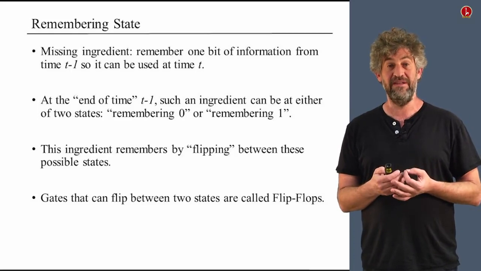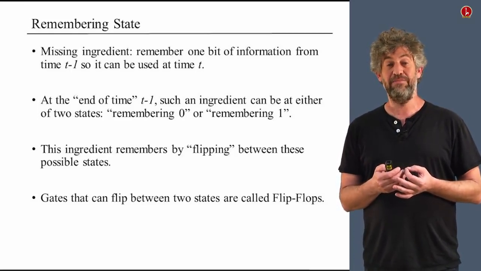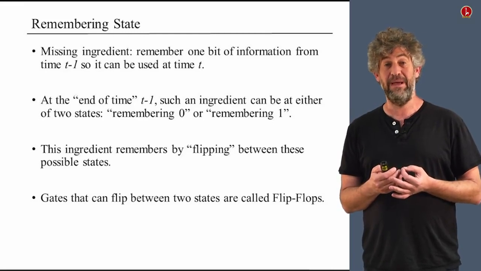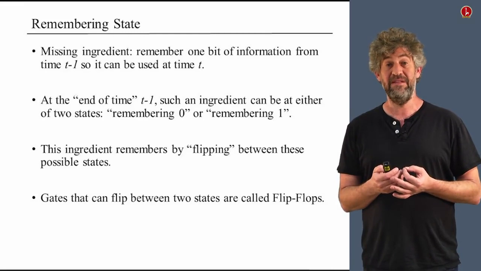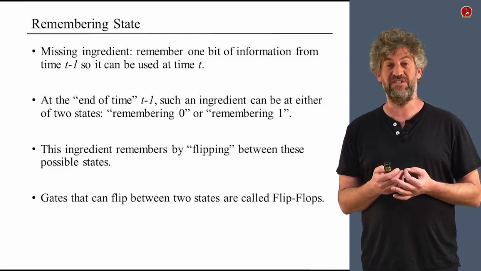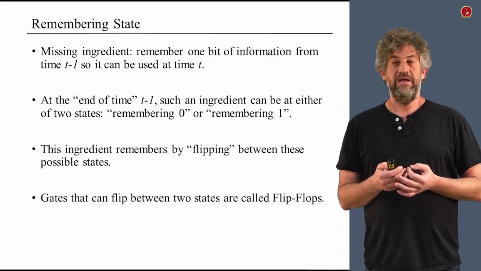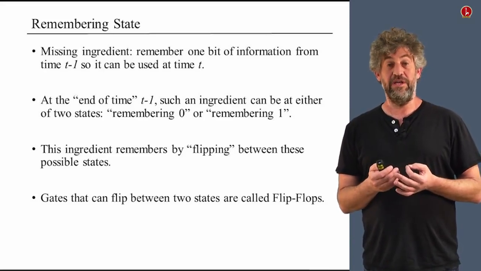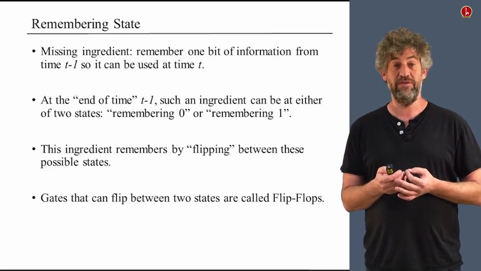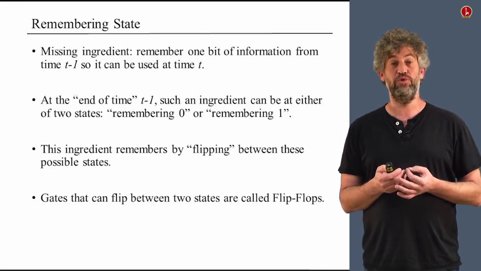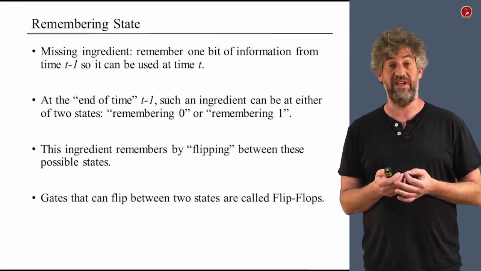Now, this means that at this transition point between two consecutive time units, it must have state. It must remember whether it's now remembering 0 or 1. That means it has to be in two different physical states in its implementation. It must be able to move between these two physical states according to the logic at the previous time unit, which means it needs to be able to flip between them.